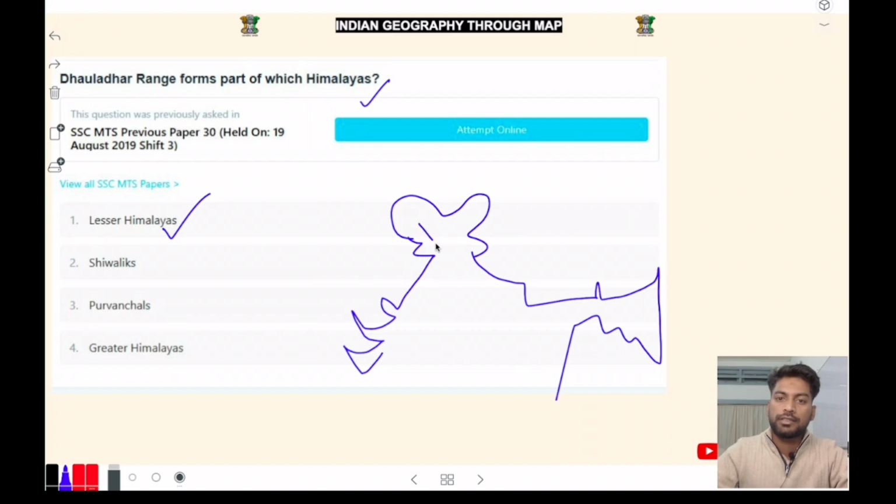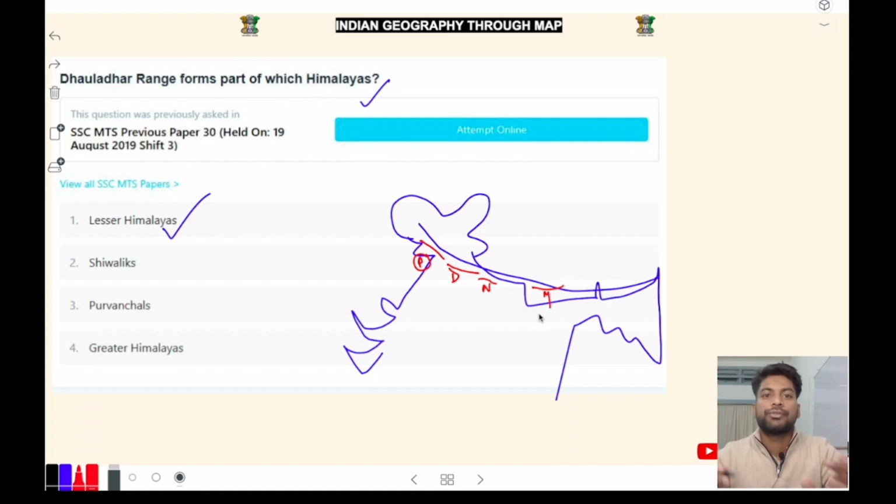So this is your Greater Himalaya, and in the south of the Greater Himalaya you can see Lesser Himalaya, but Lesser Himalaya is not a continuous chain. First is your Pir Panjal, second chain is your Dhauladhar, then Nag Tibba, then Mahabharat. So Dhauladhar forms Lesser Himalaya. Okay, next.